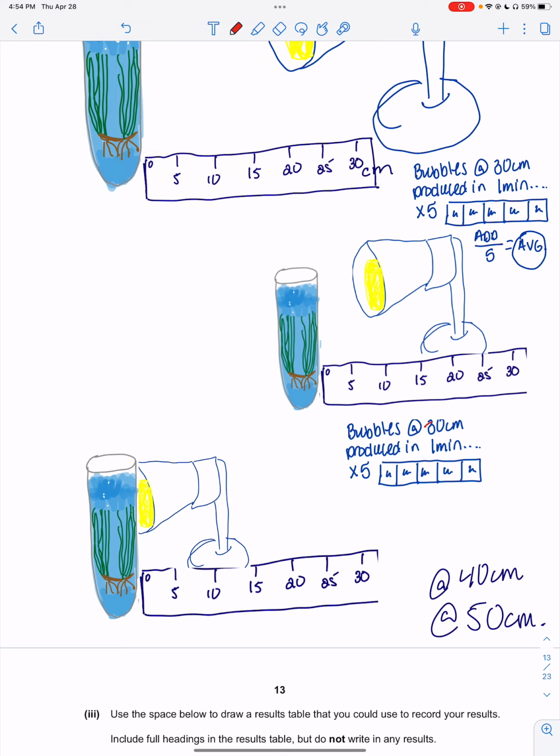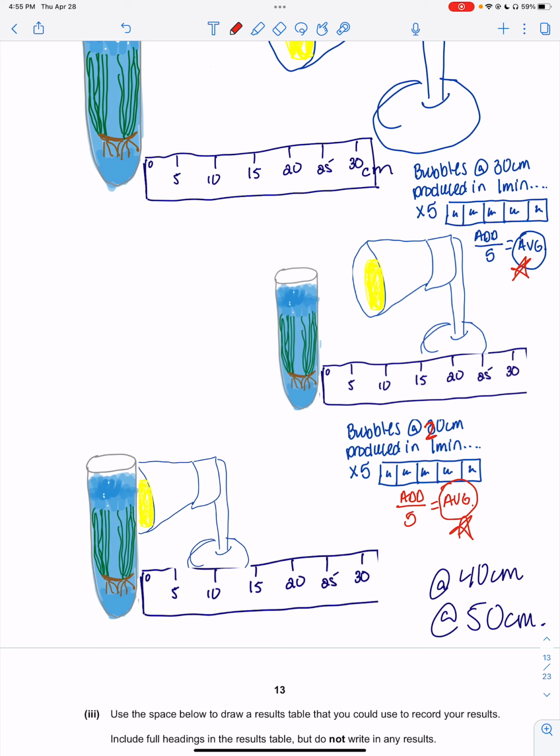This one will be at 20. Okay, and then I'm going to add these 5 up, divide by 5, to get an average for the bubbles produced at 20 centimeters. The averages are what you're going to use. You do the same thing right here at 10 centimeters.